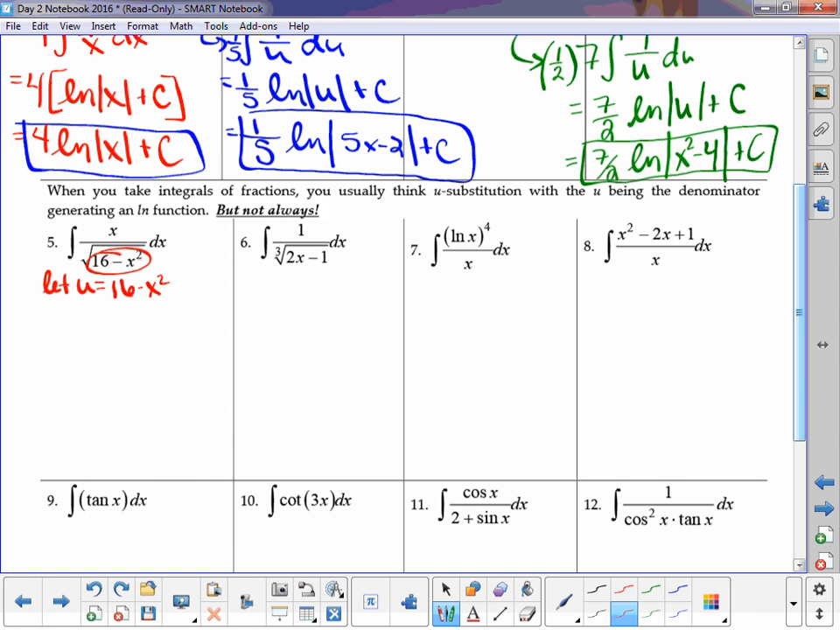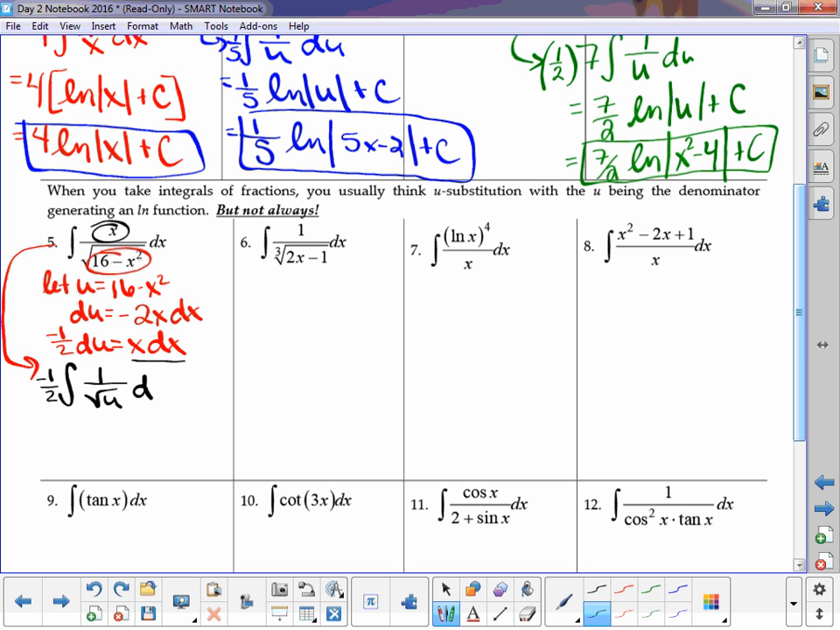Alright, so let u equal that inside piece. What would du be? Negative 2x dx. And do I see that x represented up top? Yeah, it's right there. But I need that negative 2 over, so I'm going to write negative 1/2 du equals x dx. Now when we do our u sub with this, we have the integral of x dx, which is negative 1/2 du, so I'm going to bring that negative 1/2 out. Then I just have 1 over square root of u du. Are we okay with this u sub here?